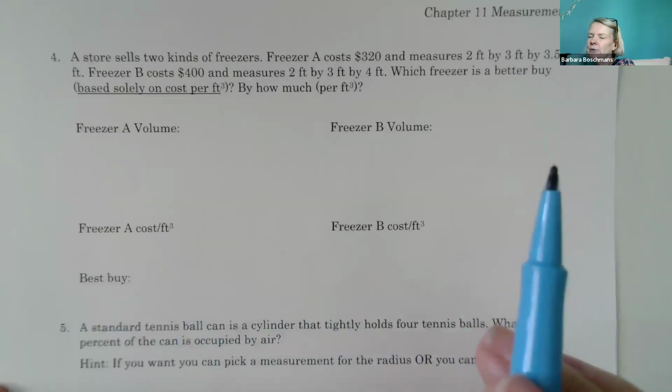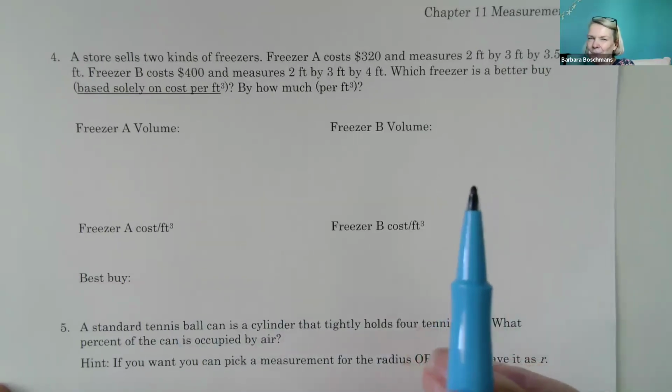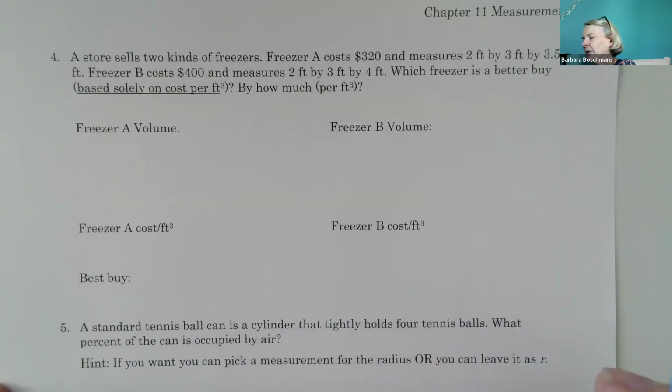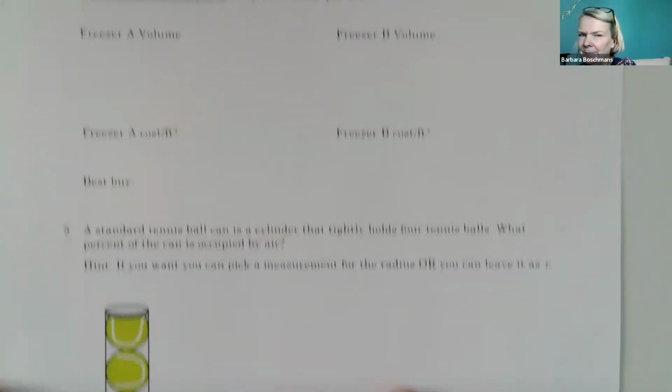So I would go back to that coffee table top problem and figure out how we figured out the cost per, I think that was square feet. Now it's going to be cubic feet. And then figure out the best value.